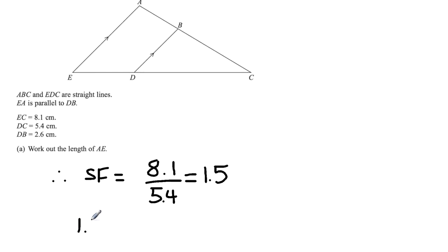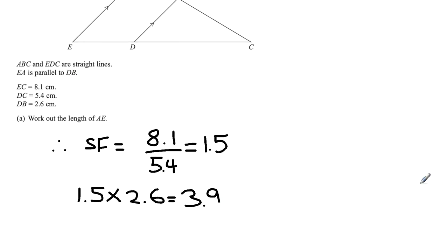So 1.5 times it by 2.6, which equals 3.9. Therefore, AE equals 3.9. Now let's have a look at question B.